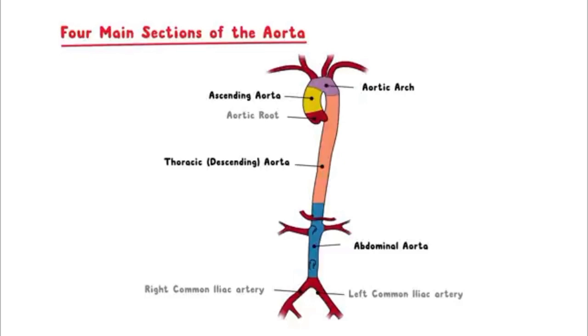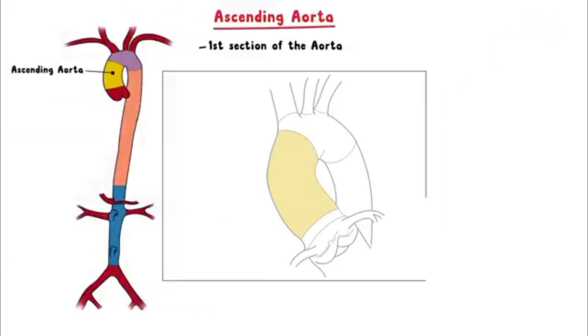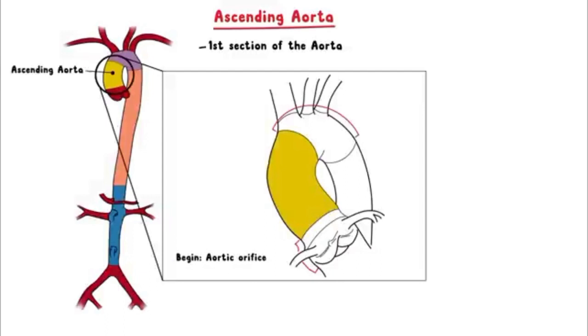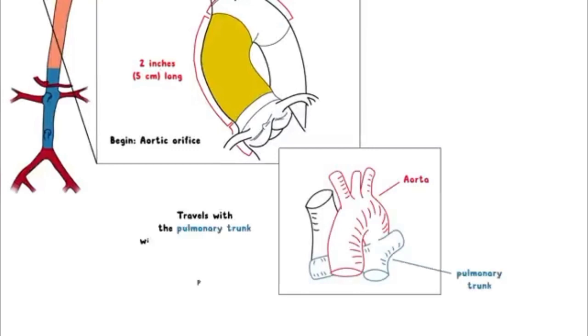Let's talk about the first part, called the ascending aorta. The first section of the aorta is the ascending aorta. It arises from the aortic orifice and ascends to become the aortic arch. It is approximately 2 inches or 5 centimeters long and travels with the pulmonary trunk within the pericardial sheath.